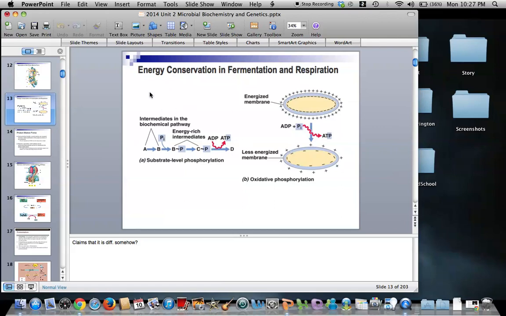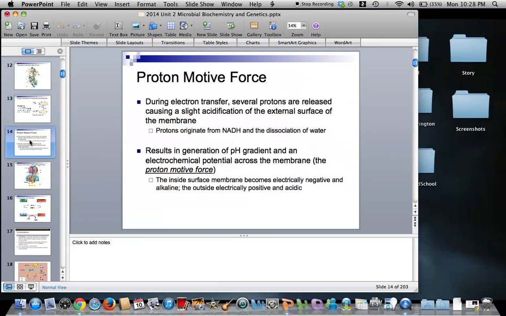So this is showing substrate level phosphorylation is just from one energy-rich intermediate to a different intermediate. In this case, ATP, and then this is the proton motive force used in oxidative phosphorylation. As you can see, they're quite different chemical schemes, but they both end up with ATP production.